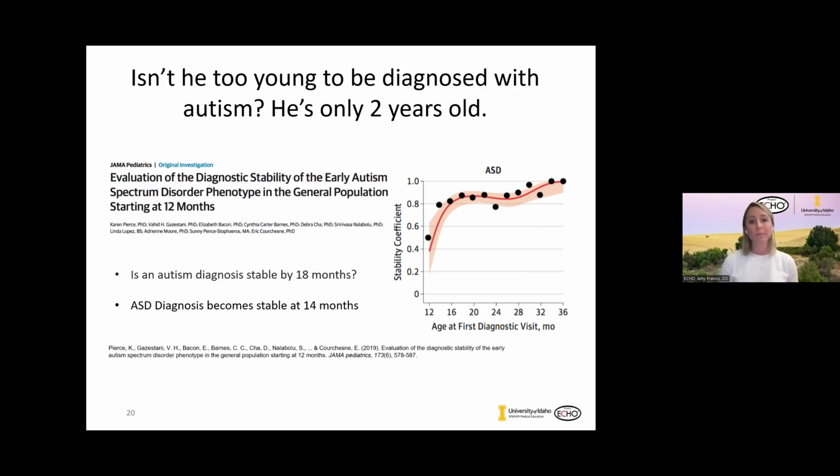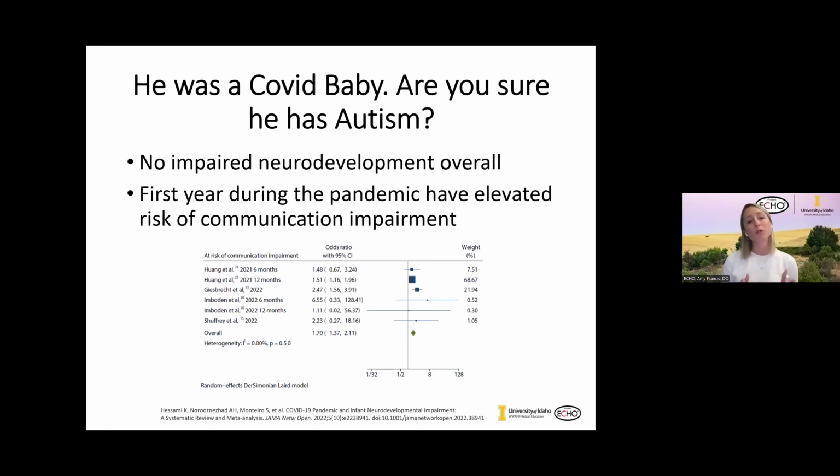Okay, so this question I'm not getting as much anymore. He was a COVID baby. Are you sure he has autism? A lot of the kids that we'll be evaluating are going to be born in 2021 or so. But what research has shown us is that there's no impaired neurodevelopment overall for children who were born during the pandemic. However, there was a slightly higher risk for children to have some communication delays, but overall social development should be typical. Okay, next slide.